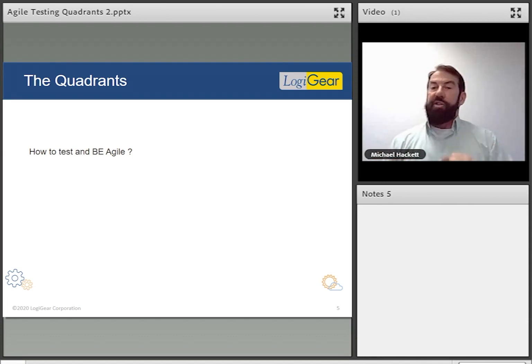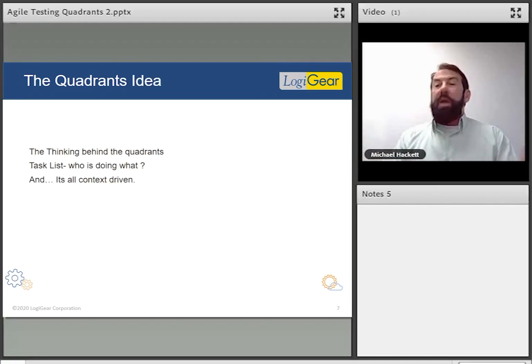So first, the problem is, and why we even have these quadrants, is how do you test and be agile? Like, hopefully we have an idea of what agile is, and we know about the Agile Manifesto, and our teams are agile. So how do you test and be agile? That's the problem we're trying to solve here.